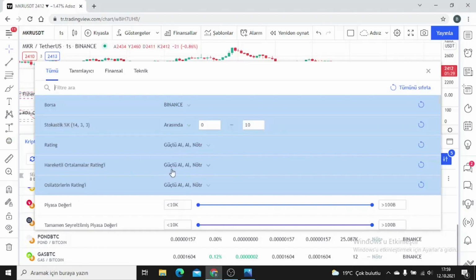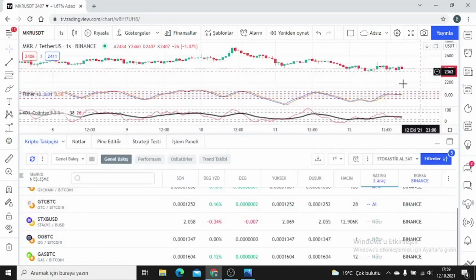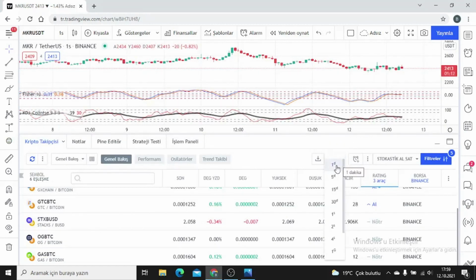After you set it up, friends, of course, do not forget to choose the stock market you use. Since I trade on Binance, I have Binance selected. After choosing this, friends, we choose the time interval, that is, the period from here. The period of this will be 1 minute, you will scan in a 1 minute period. You will trade in a 1 hour period.